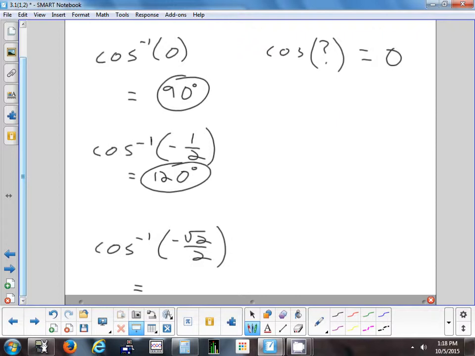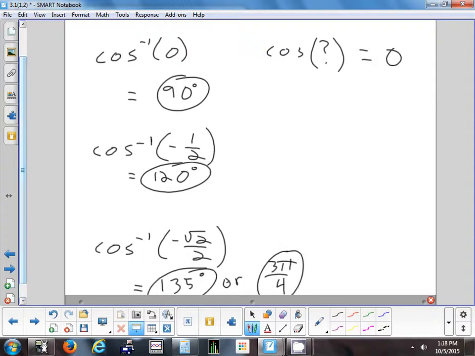Okay, and last one for cosine, negative root 2 over 2. Really, for cosine, you shouldn't even be looking at the back. 0 to 180 is all on the front, so don't even flip it over for cosine. Yeah, Brandon? 135. 135, yes. And what would that be in radians, Brandon? It'd be 3 pi over 4. Yep.